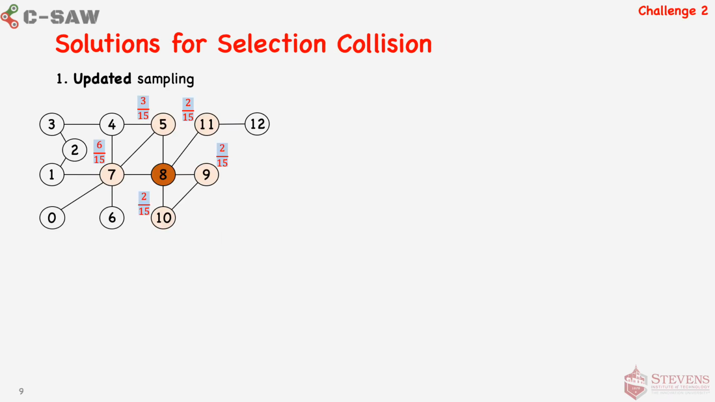One solution for selection collision could be updated sampling. In this method, we update the transition probability after sampling each neighbor. Here, we first sample the neighbor 7 randomly, then vertex 7 is removed from the neighbor list and the transition probability is updated for the remaining neighbors. We perform sampling again with the updated transition probability, and this time we sample neighbor 11. As the sampled vertices are removed, we avoid selection collision from happening. But updating the transition probability after each sample is very costly.